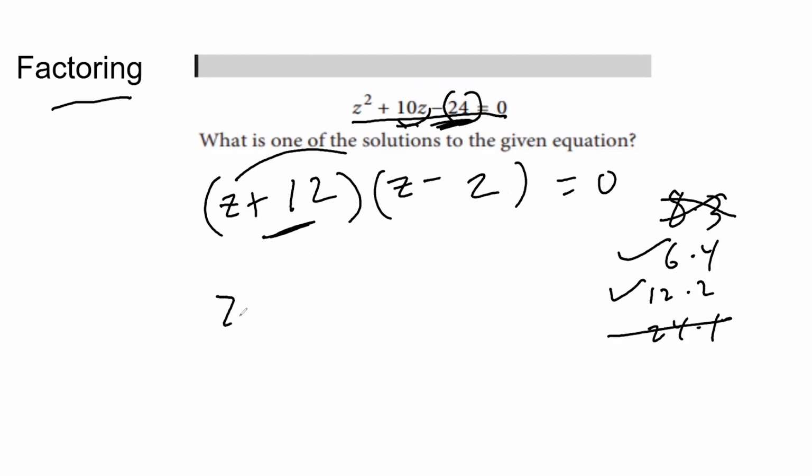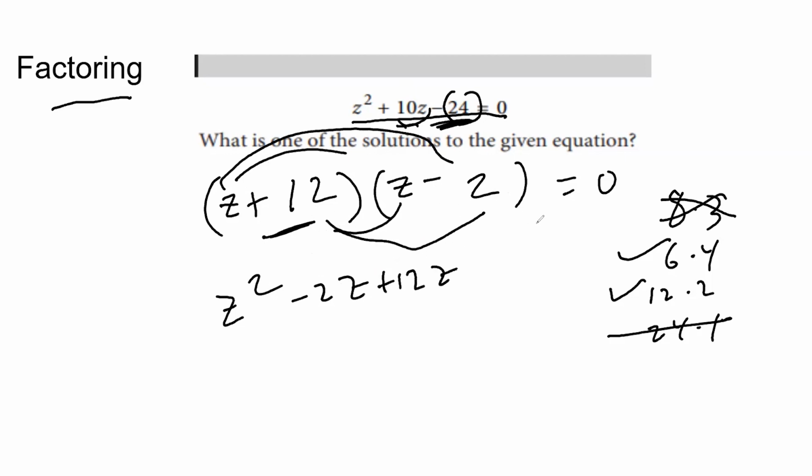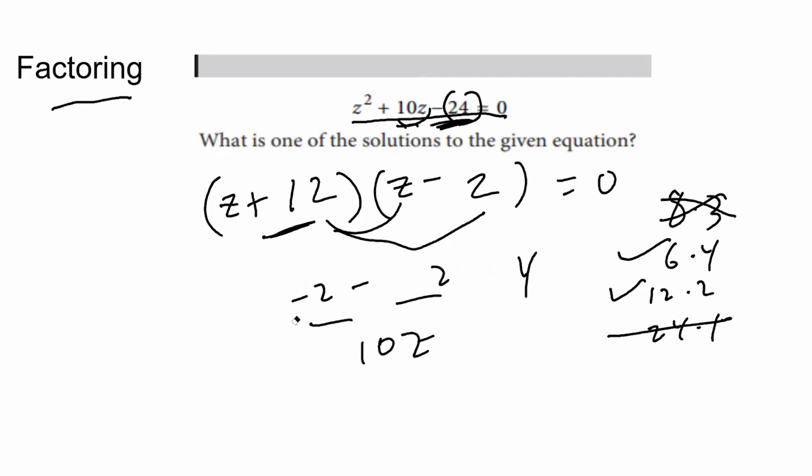Z times z is z squared. Z times negative 2 is negative 2z. 12 times z is 12z. 12 times negative 2 is minus 24. All right, negative 2z and 12z gives you that 10z. So that's what we wanted there. All right, now let's actually answer the question now that we have the factoring done.